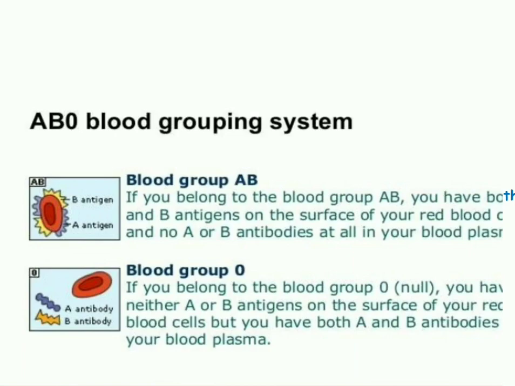Likewise, if you belong to blood group AB, you have both A and B antigens on the surface of your red blood cells and there are no antibodies in your blood plasma. And lastly, for blood group O, if you belong to blood group O, you have neither A nor B antigen on the surface of your red blood cell, but you have A and B antibodies in your plasma.